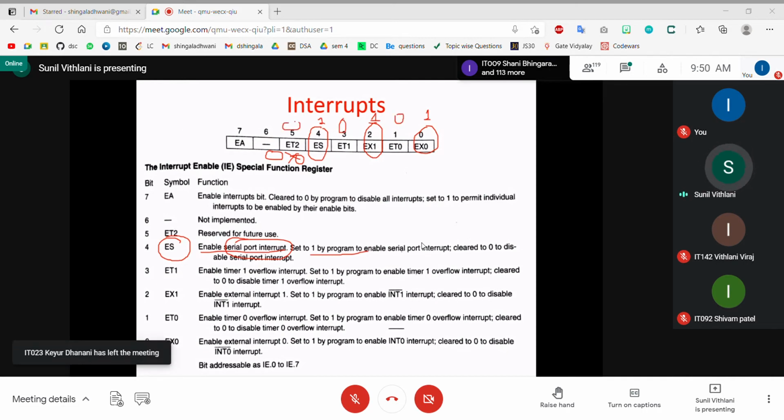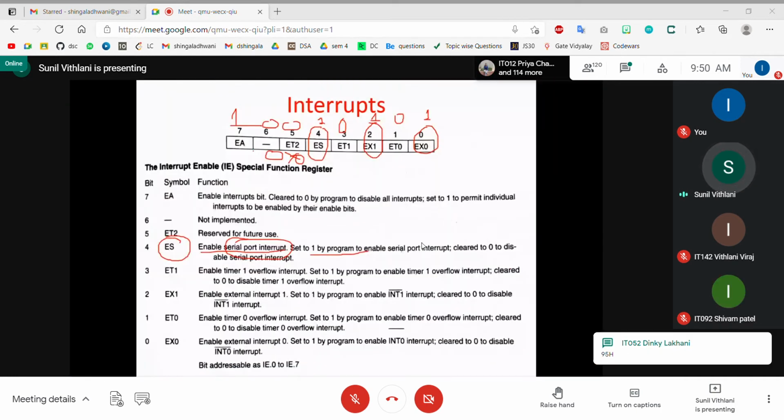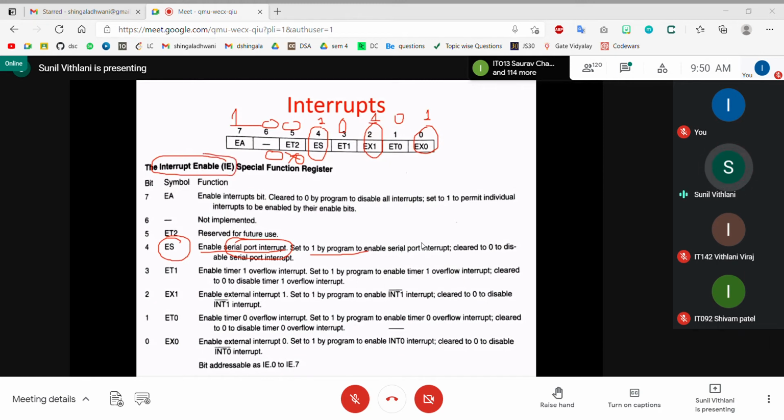These 2 are not used. And what should be the value of the 7th bit? 7th bit की value क्या होगी? It should be 1 to make this effective. Okay, so this should be there. This value we have to load in which register? In this special function register to enable interrupt.